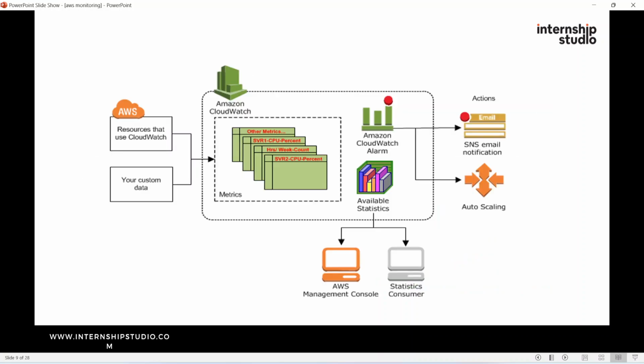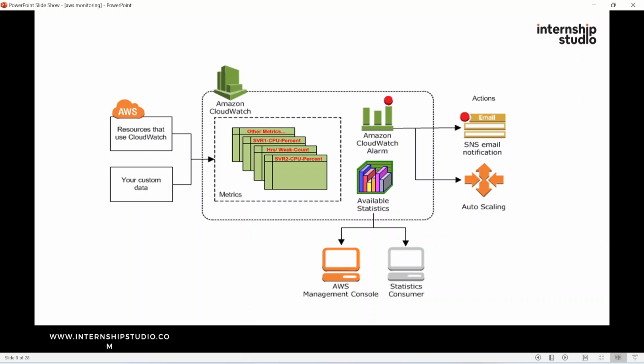So this is about how AWS CloudWatch works at the higher level. We have the SNS email notification service, which is a messaging service from AWS. We have auto scaling, which helps us with resizing, for example, scaling up or scaling down of the resources. We have the AWS Management Console through which we can view the statistics. We have the Amazon CloudWatch alarm, which can be configured for some specific topics.